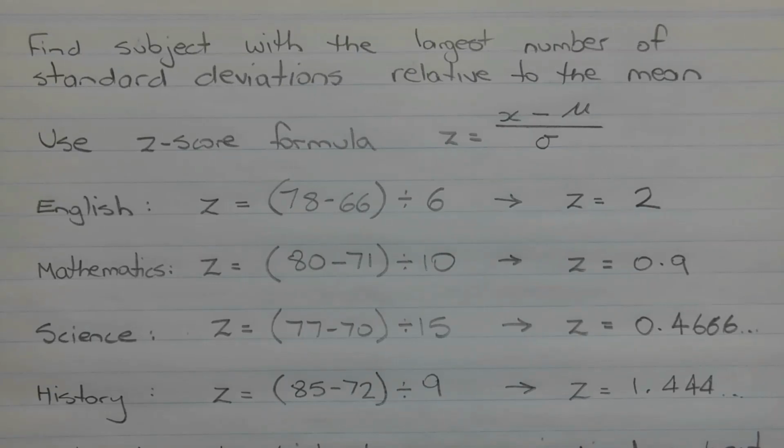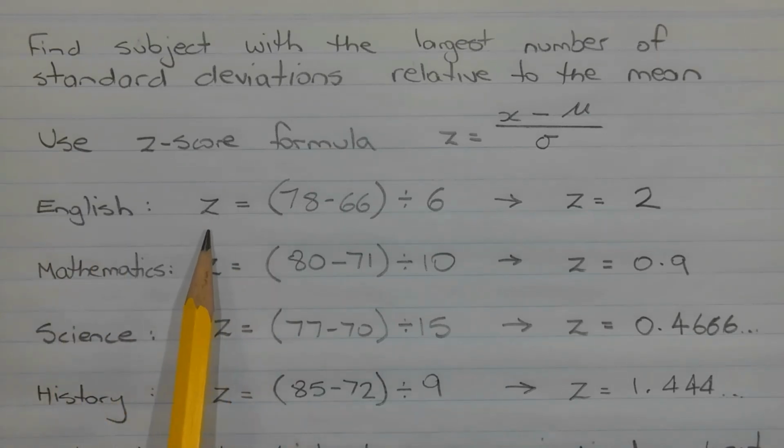Now, since the data is normally distributed, we can use the z-score formula, z equals x minus mu over sigma, where x represents Pia's mark in that subject, mu represents the mean mark in that subject, and sigma represents the standard deviation of marks in that subject, to compare all four subjects and then find the subject with the highest z-score. So let's look at English.